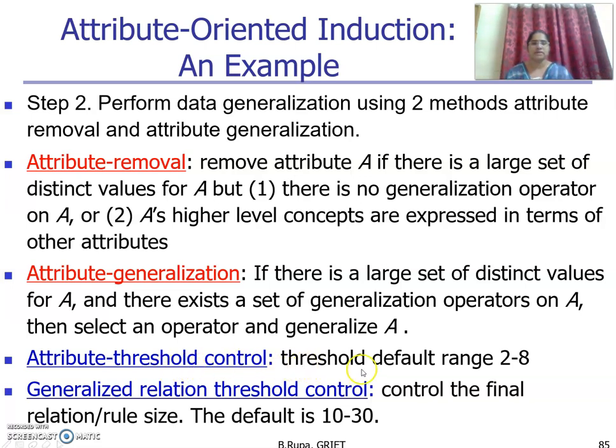The attribute generalization threshold control is a threshold whose default range is 2 to 8, and the generalized relation threshold control controls the final relation rule size, with a default of 10 to 30. By using these two threshold values, we can remove attributes and retain attributes using attribute removal and attribute generalization.